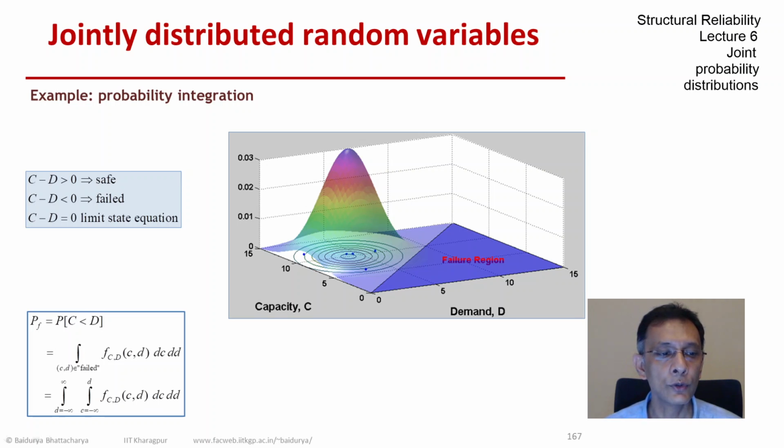So if I'm able to integrate in two dimensions, if I know the density function of C and D explicitly, and if I know the limit state equation as we do here, so here I would integrate the joint density function, D going from minus infinity to infinity, all possible values of demand, and C, because I'm interested in failure, going from negative infinity all the way up to D. So that would be the definition of failure. And if I can complete that integration, I would have a numerical value of the failure probability.